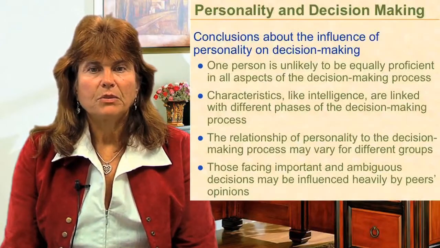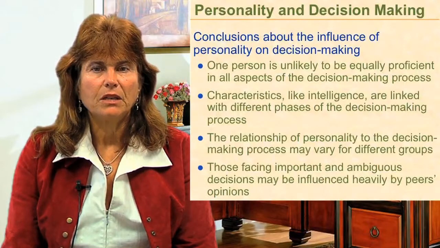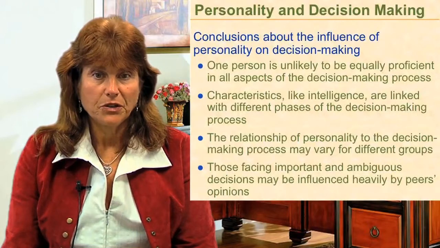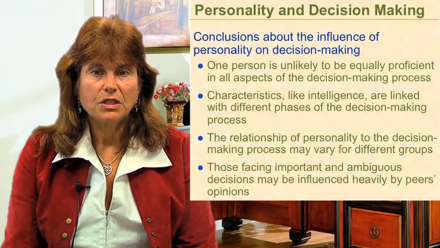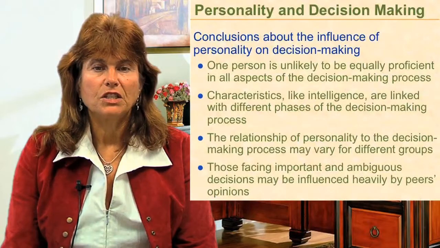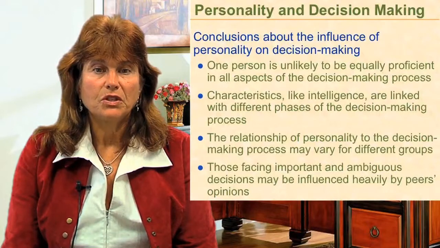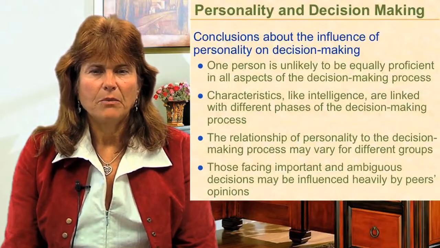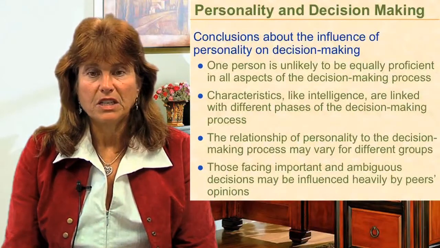Conclusions about the influence of personality on decision-making: one person is unlikely to be equally proficient in all aspects of the decision-making process, in terms of how they develop alternatives or implement them. But things like intelligence are linked with different phases of the decision-making process. The relationship of a person to the decision-making process can vary in groups, and the ambiguity of the decisions could also influence people's decisions about how easy or how complicated it is to make that decision.